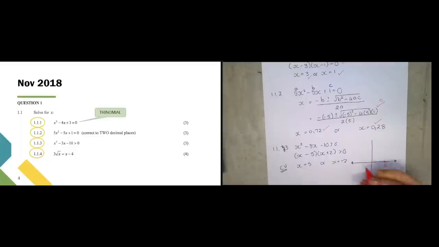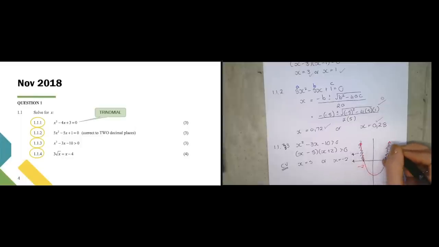I'm just going to do a rough sketch and negative 2. Happy or sad parabola? Happy parabola. And there is my sketch, my visual representation of my parabola. What does this question ask? This question asks, where is this greater or equal to 0?